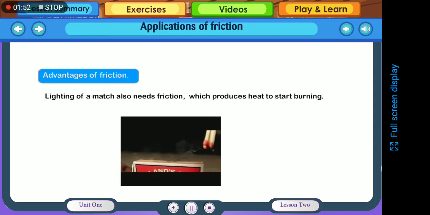What is number three? Lighting of the match. Also, we need friction, which produces heat to start burning. Number three, light the match. Repeat after me. Advantages of friction. Number one, control the car, move the car, and stop the car. Number two, we can walk. Number three, light the match. Number four, we can hold things. Anything we can touch it and hold it by friction.